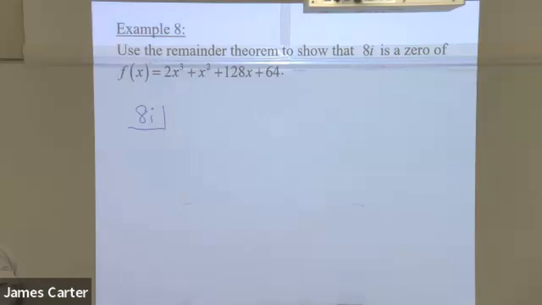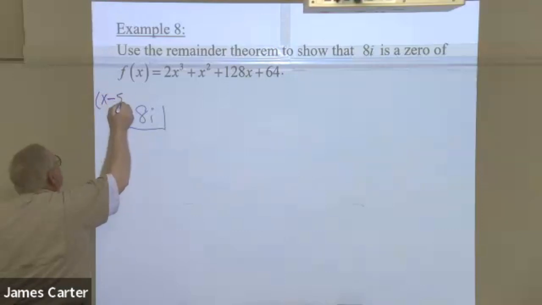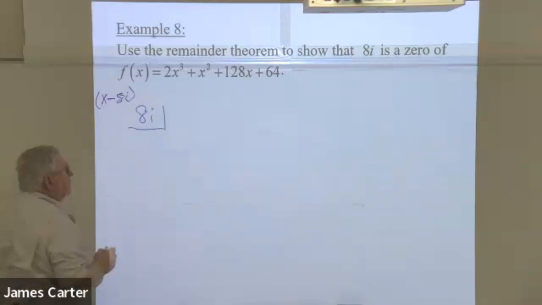Yuck. If we've got a positive imaginary, then we got a negative imaginary, just like if we had a positive radical, we got a negative radical, because those always come in conjugate pairs. Okay? Now, so we're going to divide by 8i. What that means is really we are testing x minus 8i as a factor.